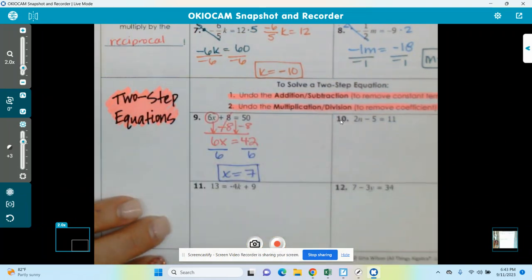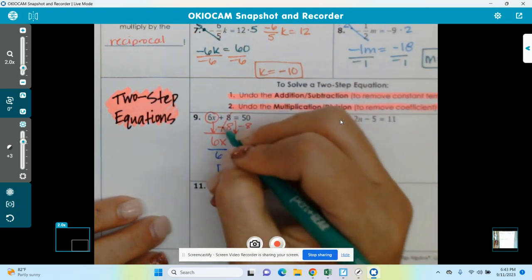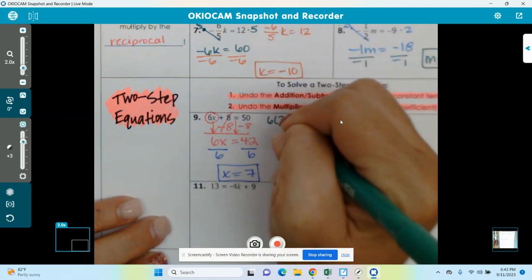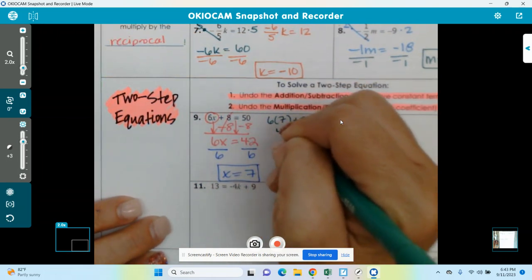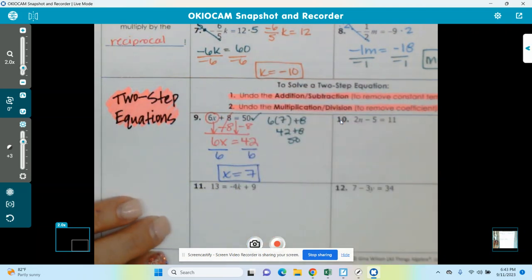All right, now I haven't talked about it yet, but checking these is really easy. Just using the substitution property that we had from last week. Okay, so literally I'm just going to put x in for 7. So 6 times 7 plus 8. Y'all can put that in your calculator, and we get 50, which is what we should have got.